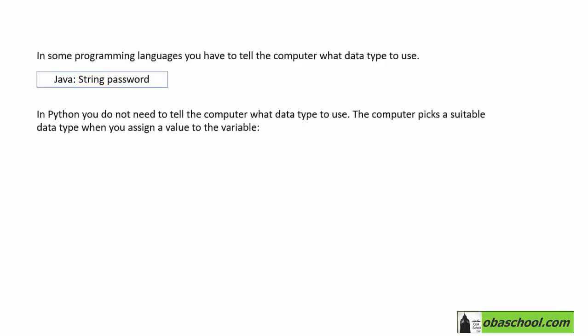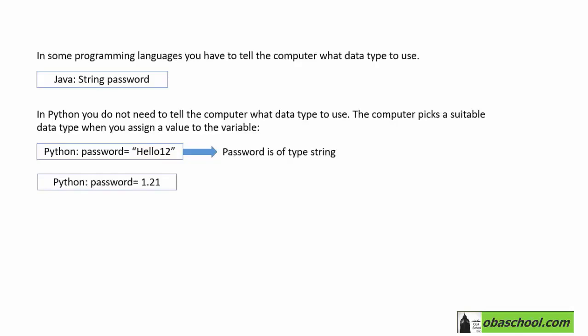However, in Python, you do not need to tell the computer what data type to use. The computer picks a suitable data type when you assign a value to the variable. So simply by putting inside the variable password, quote marks, and a text, as you can see here, automatically it will know that the password is of type string. Another example is if we have the variable password and we put inside of it 1.21, then it will automatically know that the password is of type real or float.